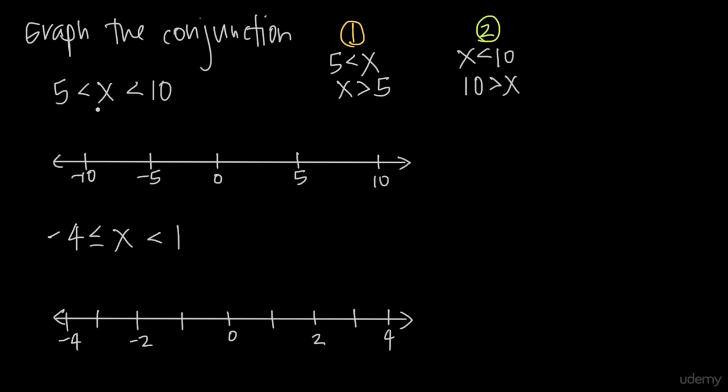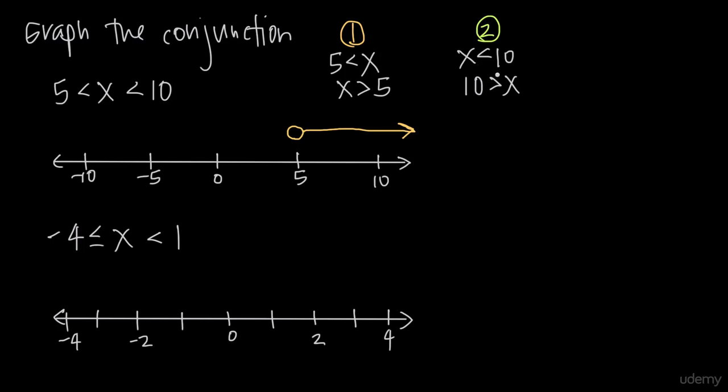So if we want to graph this conjunction on a number line, we can look at each of these separately. We know in this one, x is greater than 5, or 5 less than x, same thing. But x is greater than 5 is a little easier to think about. Since it's not greater than or equal to, we draw an open circle at 5 because 5 is not included. Then we draw an arrow out this way. So x is all the values greater than 5 according to this first inequality.